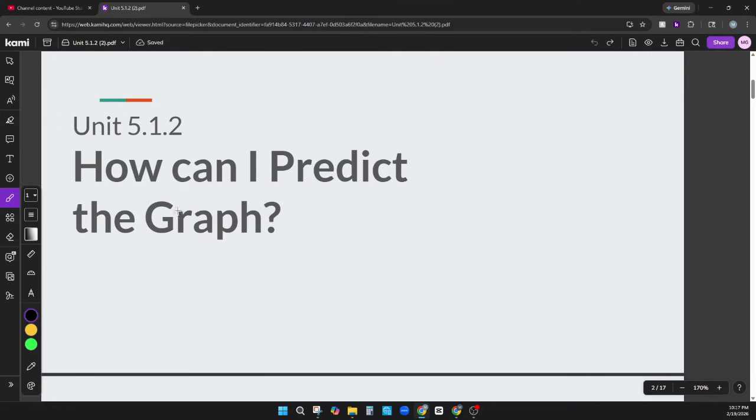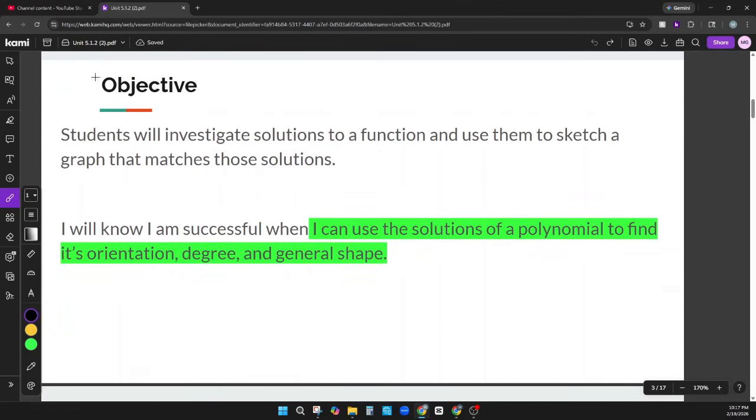Let's go ahead and see. So naturally, we're going to start off with our objectives. So take a moment to write this down in your notes. In this section, students will investigate solutions of a function. It should be of a function. I suppose two works, but of is a little bit cleaner. Students will investigate solutions of a function and use them to sketch a graph that matches those solutions. I will know I'm successful when I can use the solutions of a polynomial to find its orientation, degree, and general shape. So please go ahead and write this highlight part in green in our objective. And as soon as we are done with that, we're good to continue.